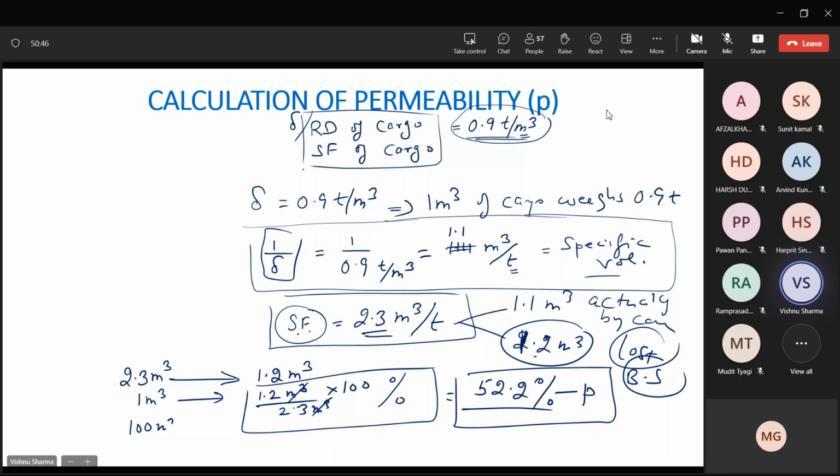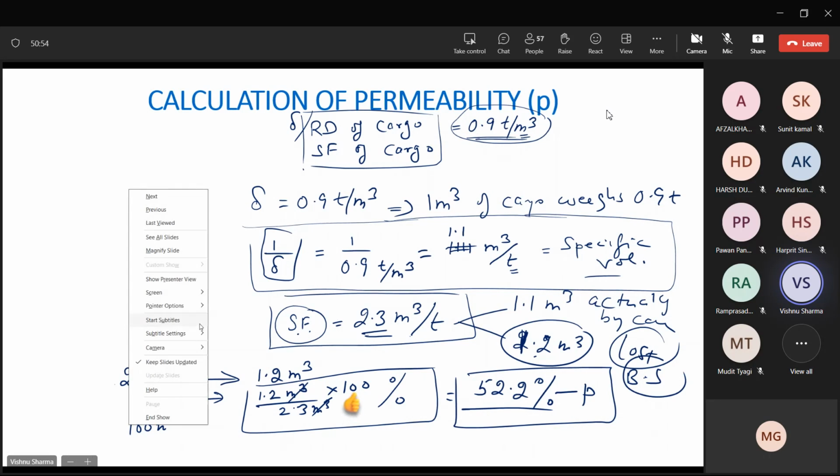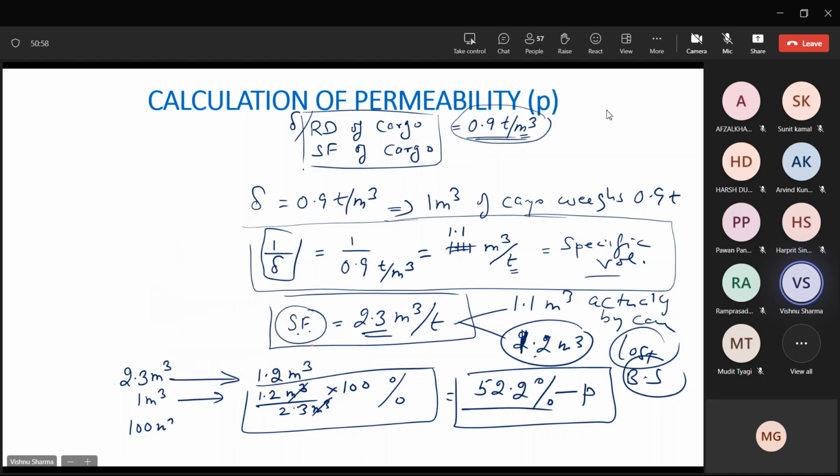Do you agree with the explanation, guys? Then I'll give you the formula straight away. Those of you who want to just remember the formula can remember. Those who have understood can also use this logic if they forget the formula. Understood, sir? Okay.